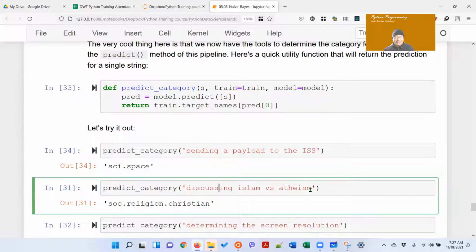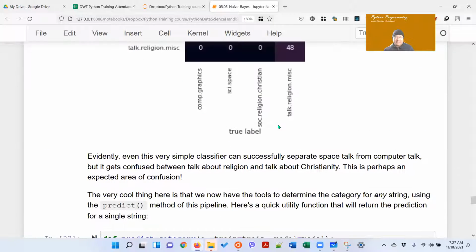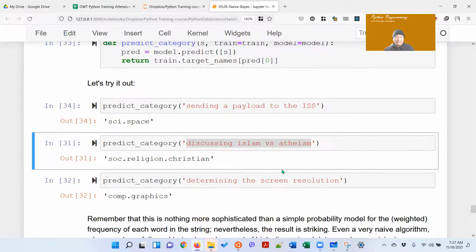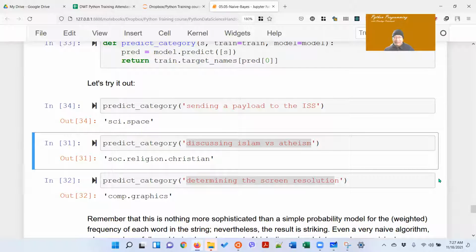Discussing Islam versus atheism. Okay, you got that, of course, social religion, Christian, right? Maybe this one, talk religion miscellaneous, I don't know. Okay, I'll just say determine screen resolution and computer graphics, right? Evidently, essentially, it does a very good job overall, right?